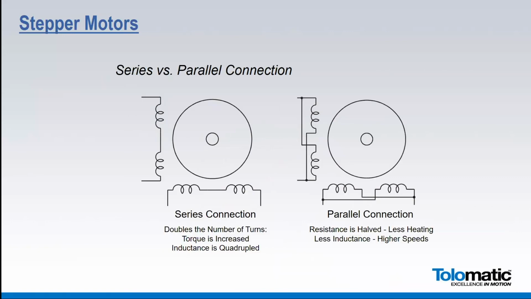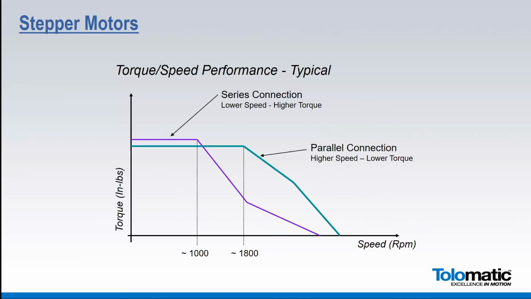So last thing about stepper motors is that you may have seen the ability to connect them in series and parallel. This is just connecting the windings two different ways, where one way gets you increased torque but lower speed, and the other is vice versa. So here's the torque speed curve for a stepper motor connected in series, kind of the purple one, and then one connected in parallel. So it's just something to consider if you're applying stepper motors: which motor do you use and how do you connect it?